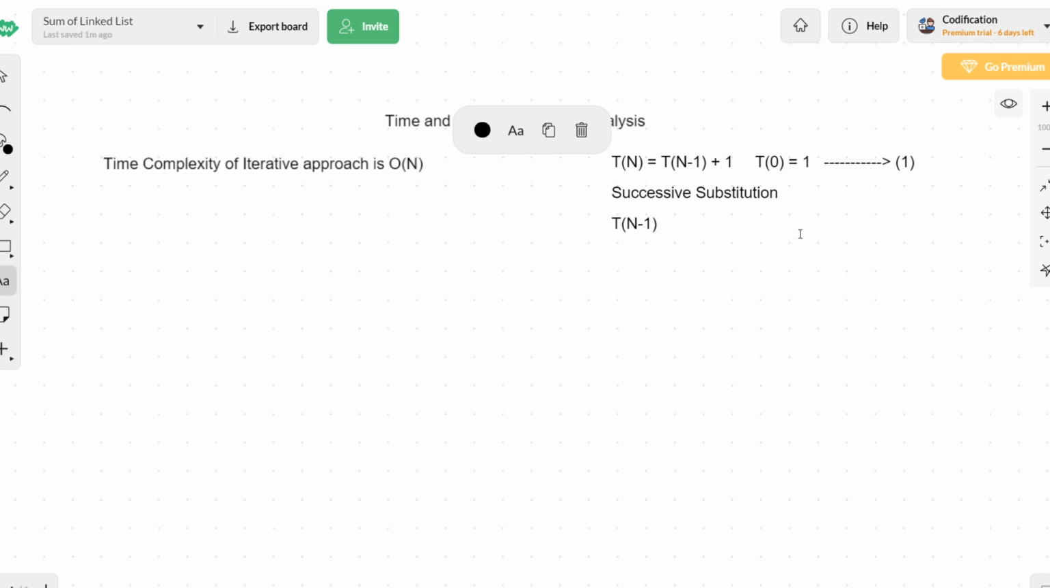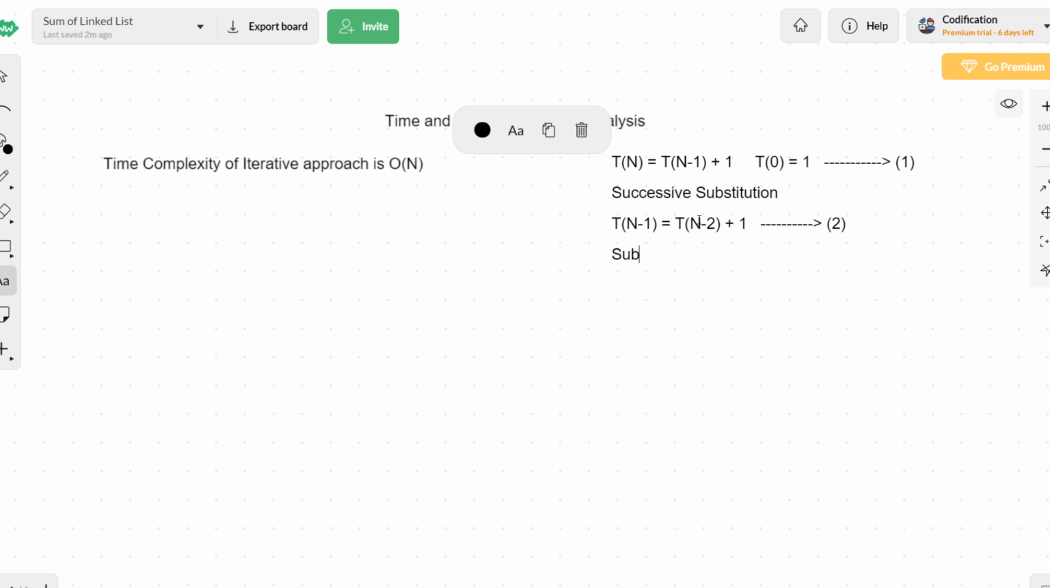The value of t of n minus 1 is equal to, in equation 1, instead of n, substitute n minus 1. Already instead of n, I substituted n minus 1 on the left side. Left side also, right side also, instead of n, substitute n minus 1. So n minus 1, again minus 1, so it will be n minus 2. So this is going to be t of n minus 2 plus 1. Okay. Let us take this equation as equation number 2.